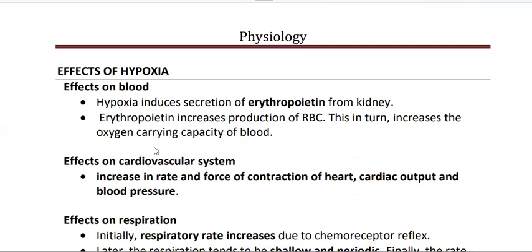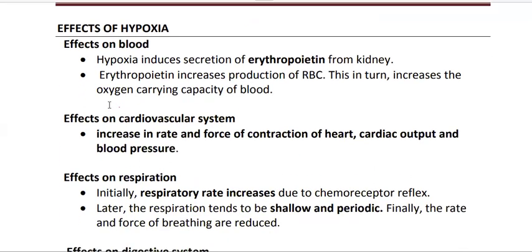Effects of hypoxia. Effects on blood. Hypoxia induces secretion of erythropoietin from kidney. Erythropoietin increases production of RBC. This in turn increases the oxygen carrying capacity of the blood. Effects on cardiovascular system: increase in rate and force of contraction of heart, cardiac output, and increase in blood pressure.